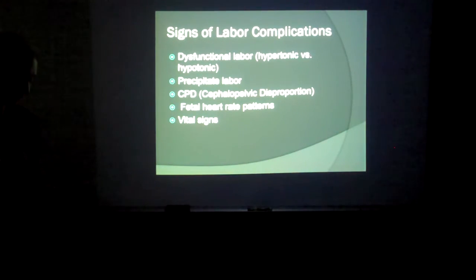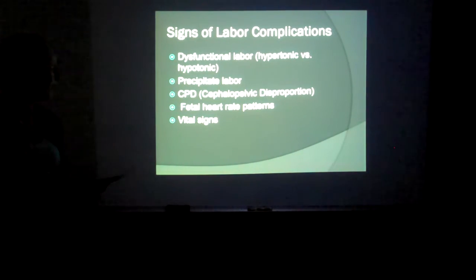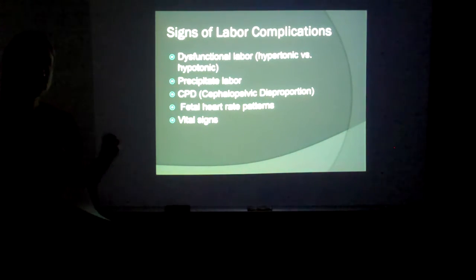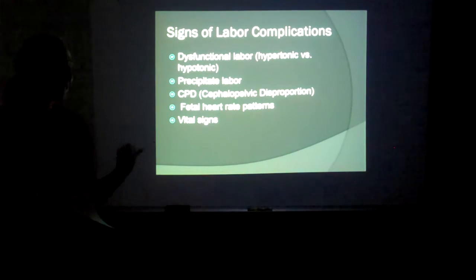Fetal heart rate patterns, you'll see late decels or variable decels could be signs of complications. You know, absent or minimal variability, no accelerations, tachycardia, bradycardia, all those that we've already talked about. And then vital signs, if mom's heart rate's too high, blood pressure too low, or vice versa, or signs and symptoms of shock. Also, another sign of a labor complication is meconium-stained fluid. So if mom's membranes rupture, you want to, first and foremost, if she's not on continuous monitoring, check that fetal heart rate.